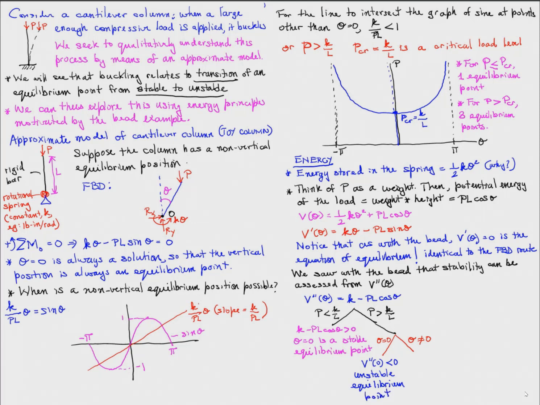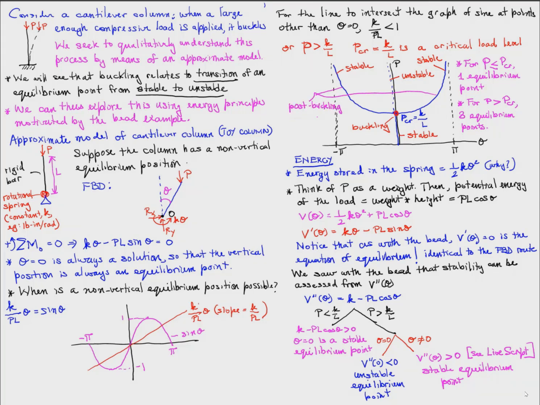For theta not equal to 0, you can see the attached MATLAB live script, which demonstrates that V double prime of theta is greater than 0. So the non-vertical equilibrium points are stable. So let's mark these things on the curve above. So for P less than P critical, or before buckling, the vertical equilibrium position is stable. After buckling, the vertical equilibrium position is unstable, whereas the two non-vertical equilibrium positions are stable. So what happens after the buckling load is called post-buckling behavior.